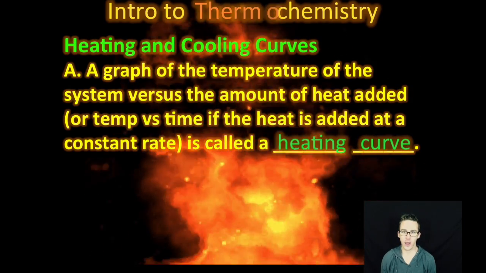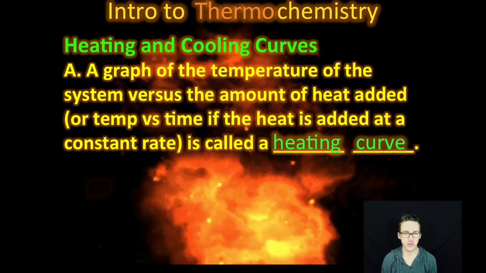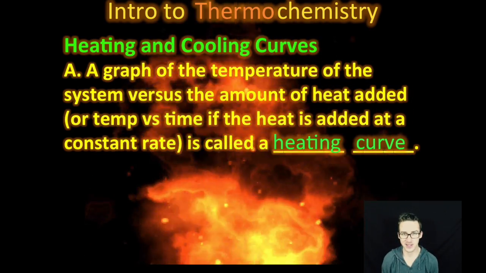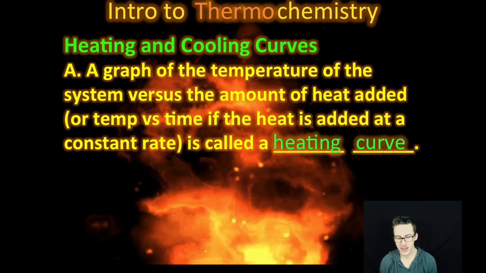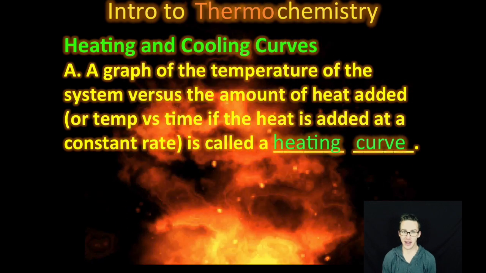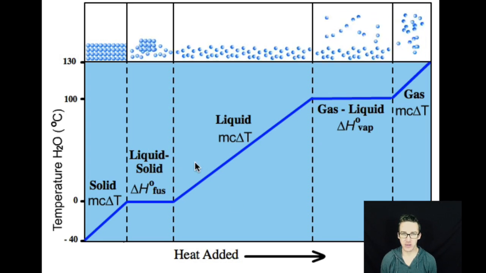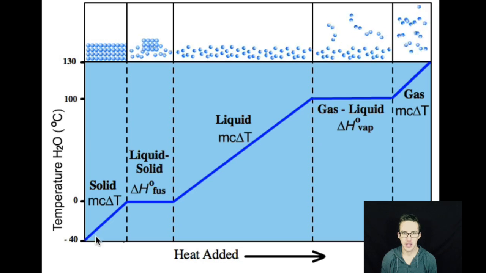Okay, now a great way to observe the amount of heat added in order to get a substance to change from one phase to the next is to look at a graph that is called a heating curve. This graph just shows you the temperature of the system versus the amount of heat added. Here is a fantastic heating curve that I really like because it shows you at the top the particulate view of the phase of matter that you're dealing with. But this is what we're talking about when we're talking about a heating curve.